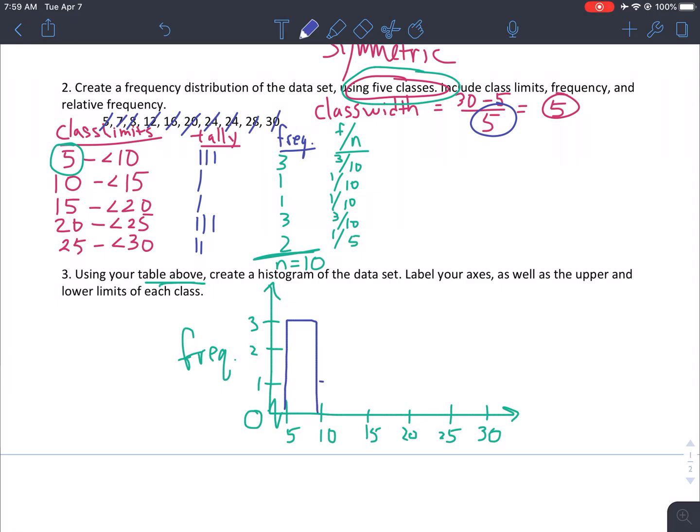And then 1 for the next class. 1 for the next class. 3 again. And then the last one has a frequency of 2. There you have it. A nice histogram of our data set.